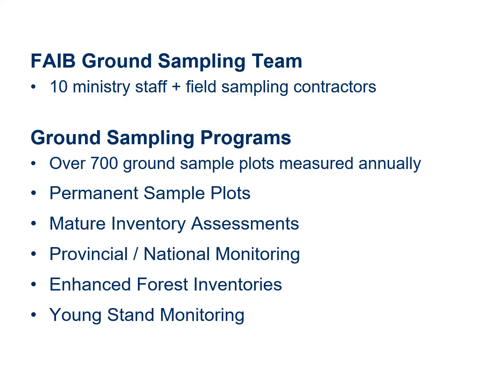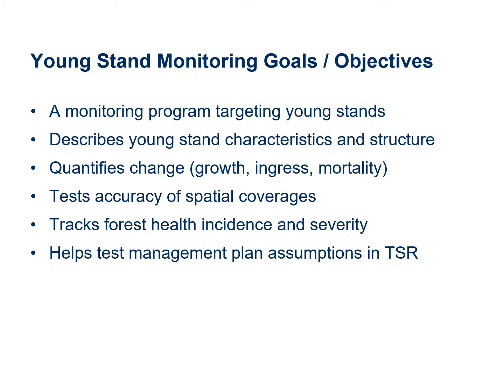The Forest Analysis and Inventory Branch, or FAIB, includes about 10 full-time staff that manage the ground sampling program, coordinate and audit field measurements done by certified contractors, and compile and analyze data. Over 700 ground samples are measured annually across 5 different ground sampling programs, including the Young Stand Monitoring Program. FAIB implemented a provincial young stand monitoring program in 2011 to monitor the change of young stands across the province.